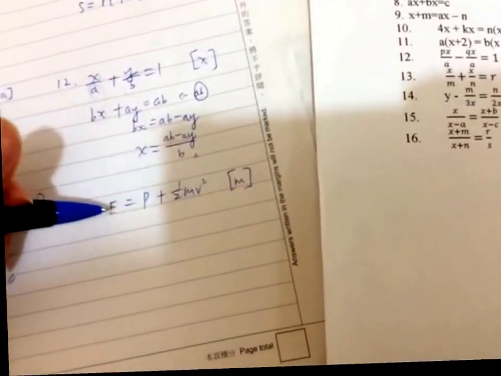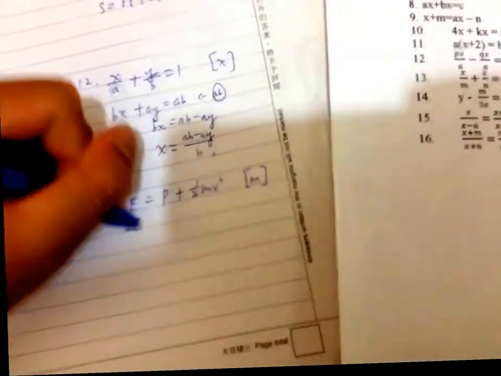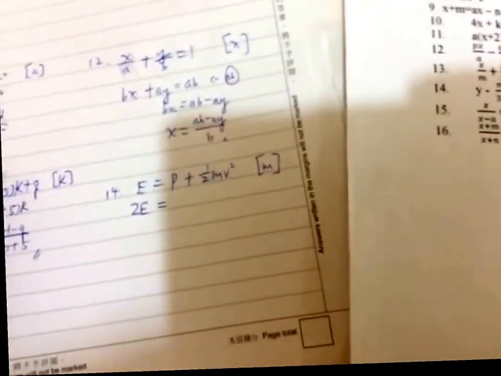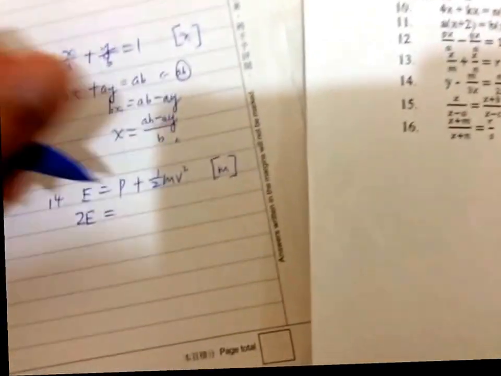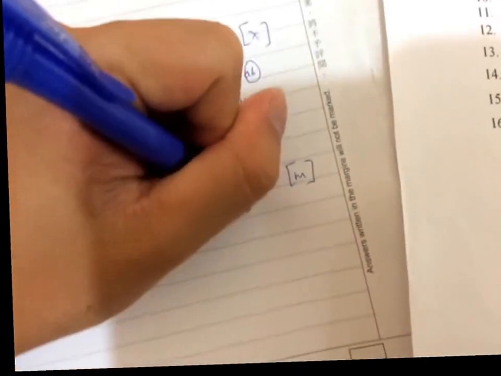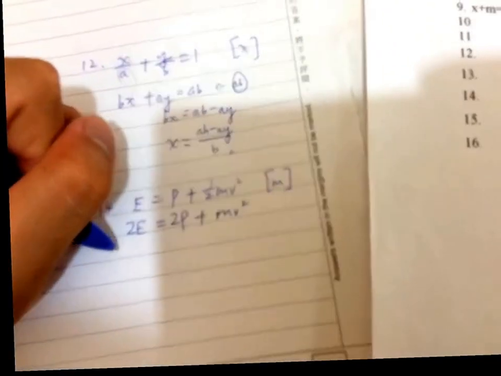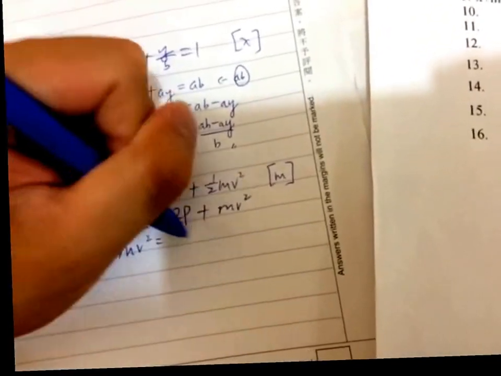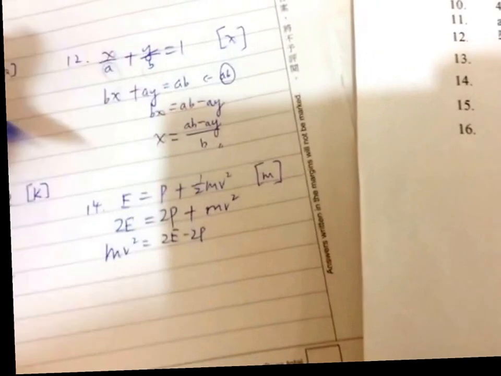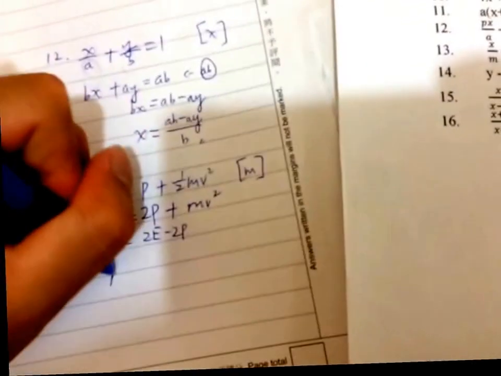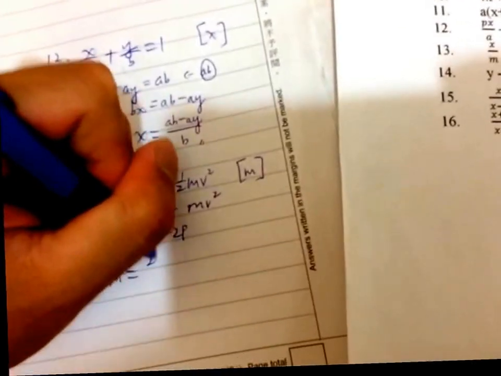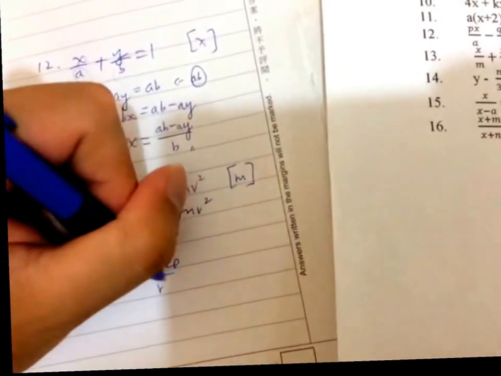This one, 2 at denominator, just times 2. This one, do you need to times 2? Yes, you need to times 2 because this is another term. So it will become like this, and I want m as subject, so this term is not useful anymore. 2e minus 2p. So, and then I move the v squared to the denominator on the fractions, okay?